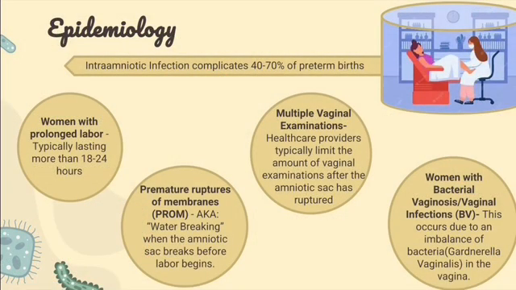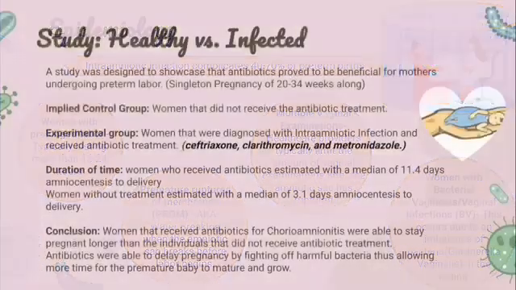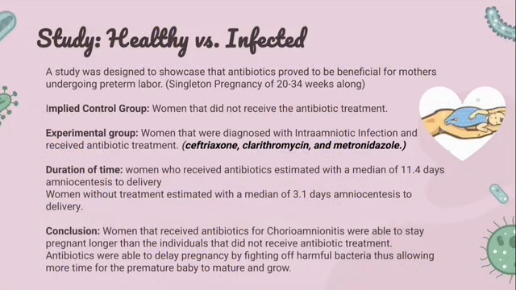Intraamniotic infection complicates 40 to 70% of preterm births. Prolonged labor, premature membrane rupture, vaginal examinations, and vaginal infections are the main causes of developing this type of infection. The study was designed to prove that antibiotics improve preterm birth. In this study, women were given different antibiotics that drastically increased the fetus's development in the womb for 11 more days compared to the women that weren't given any treatment.